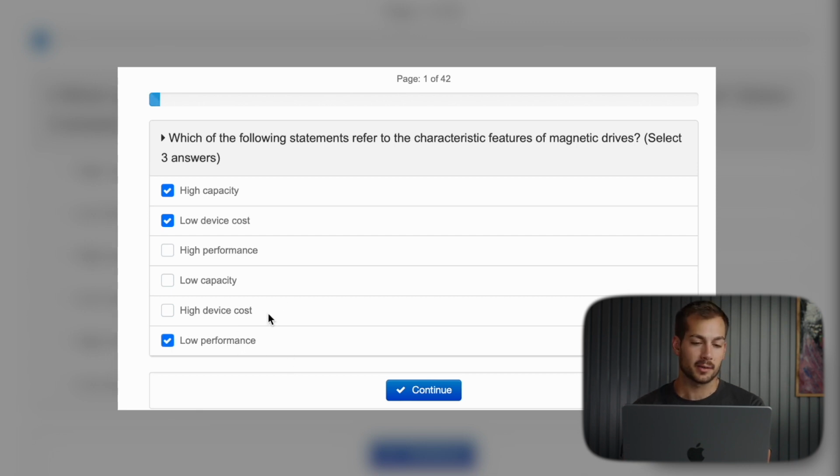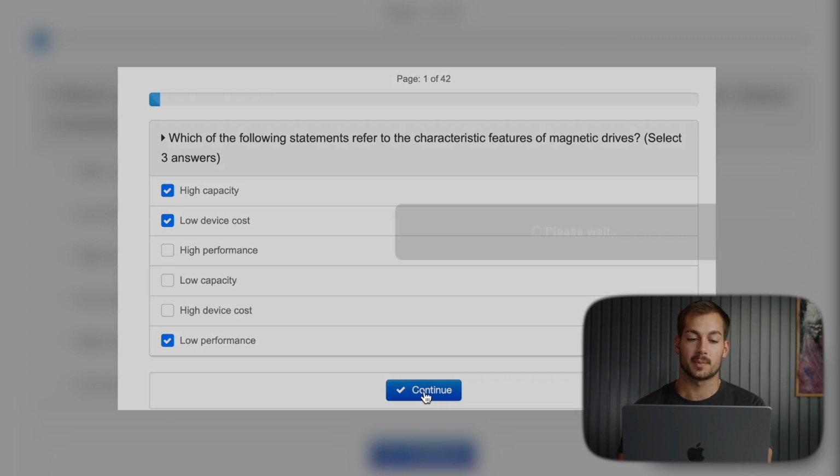High device cost, low capacity, and high performance are more typically characteristics of solid state drives or SSDs. So the hard disk drive with the magnetic disk, the read and write heads, we're going to see lower performance, although we have a super high capacity. And then again, we're going to see a lower device cost as well. So those should be the correct answers.